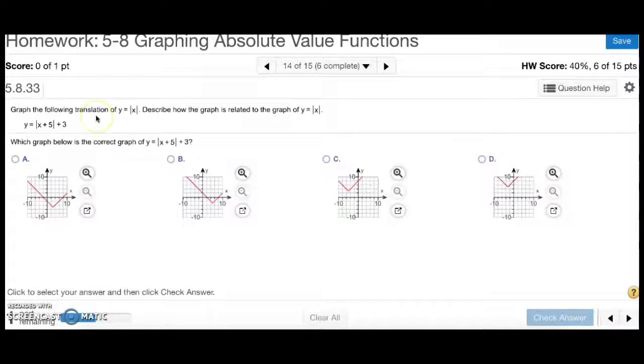Going to number 14. Graph the following translation of absolute value of x. Describe how the graph is related to the graph of it. You have more than one thing going on. This plus 5 on the inside of the absolute value means it's being shifted to the left 5 units. And adding 3 on the outside means you're shifting it up 3 units. That means it could either be C or D because A and B are shifting things down and to the right. Let's look at C.